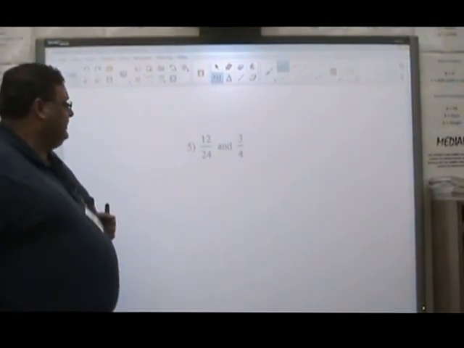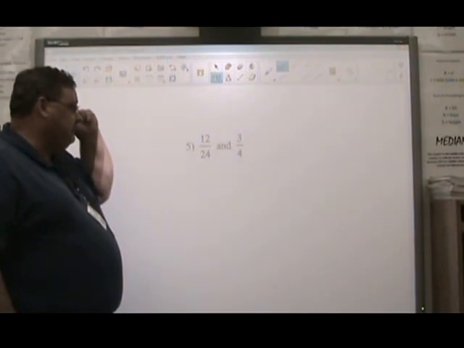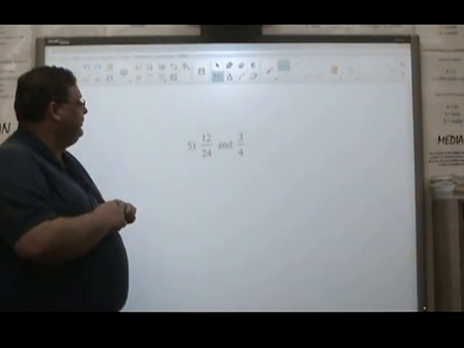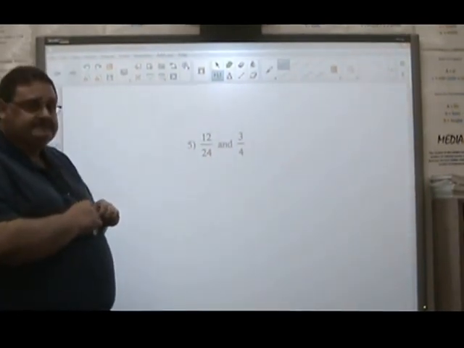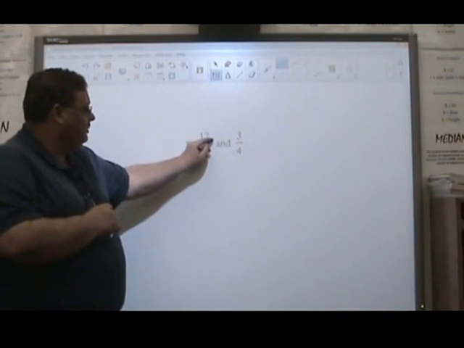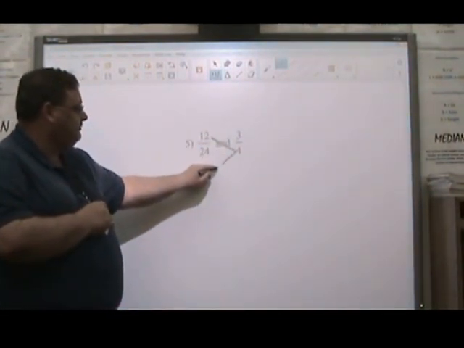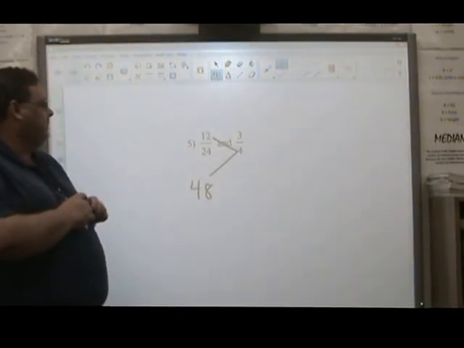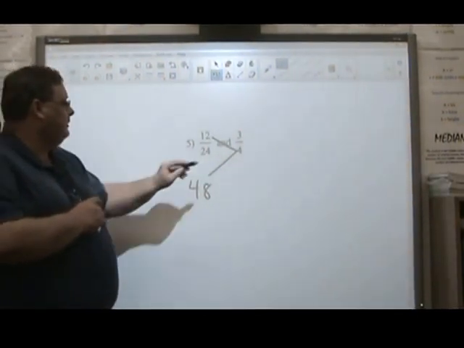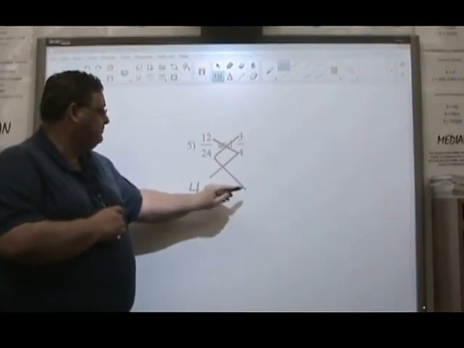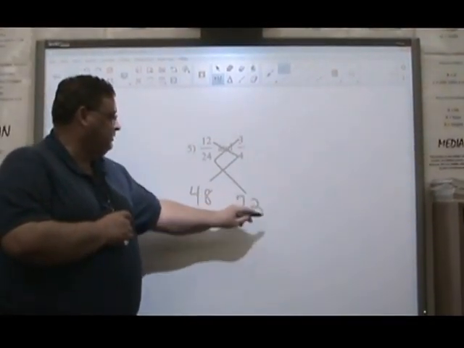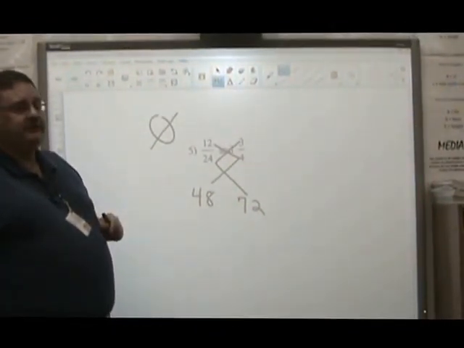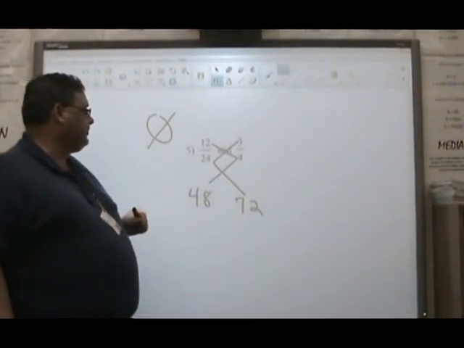I'll work another problem and just have you let your students take a look and see if they can determine if this is proportional. Again, where I start, where I finish. 12 times 4, 48. 3 24s, 72. And you would say, no, these 2 fractions are not proportional. Okay?